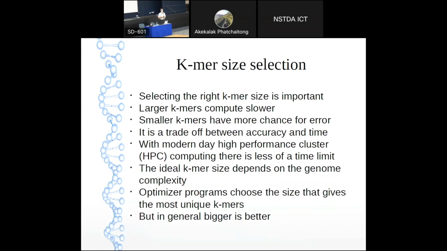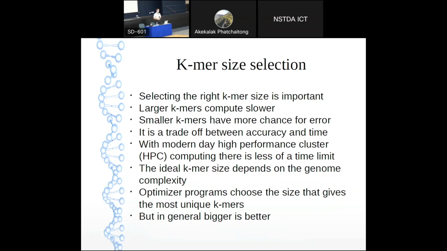So when the De Bruijn graph first came out, was about 2005, 2006. High performance computing was not as common then as it is now. So I think a lot of universities didn't even have a high performance computing cluster.